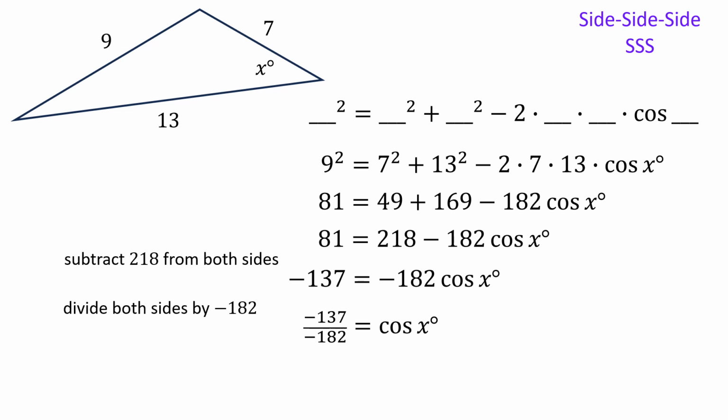Those two negative signs, I'm okay to keep those there, but let's not forget that a negative divided by a negative is always a positive. And now, in order to solve for the angle itself, we have to use what's called the inverse cosine. A special button on your calculator.